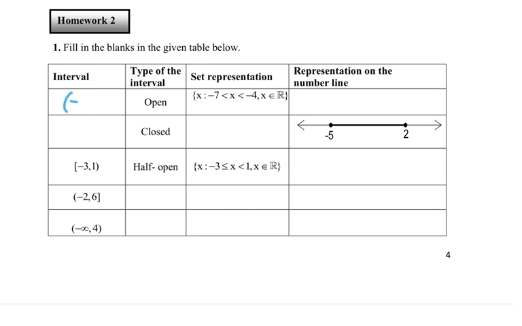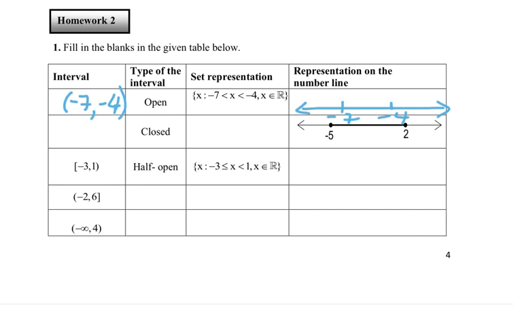The smallest value is -7, and the largest value is -4, so we show that it's not included with a round bracket. On the number line, first we need to have our number line, and our values here: we've got -4, and -7 is smaller than that, so we're going to write it on the left hand side.